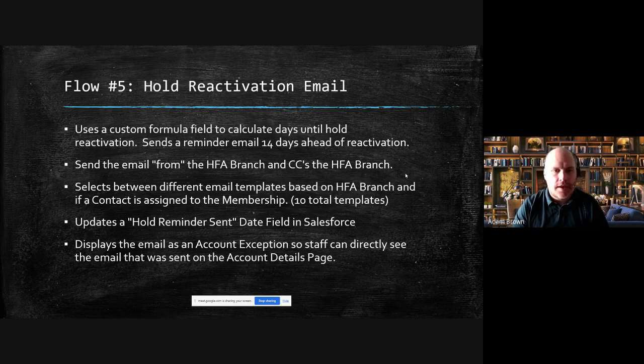What's clever about it is we send the email from the HFA branch, so it appears to come from your preferred branch. We have 5 different branches and 3 different communities. So it looks like it's coming from your branch, and it CCs the local branch. The flow also selects between different email templates based on your branch and whether or not a contact is assigned to the membership. So our 5 branches give us 10 total templates. The flow updates a hold reminder sent date field in Salesforce, which is helpful for reporting.